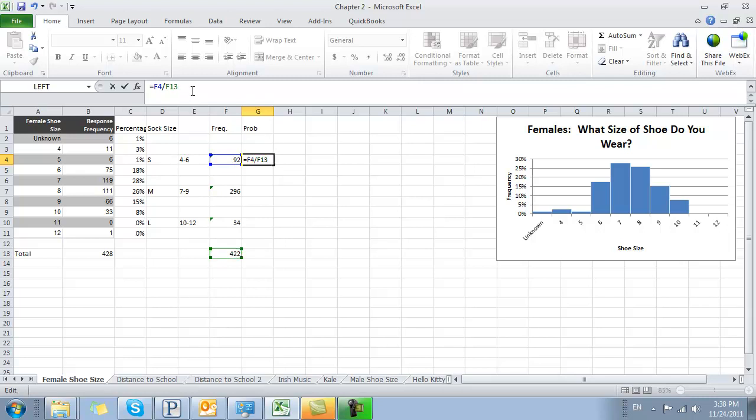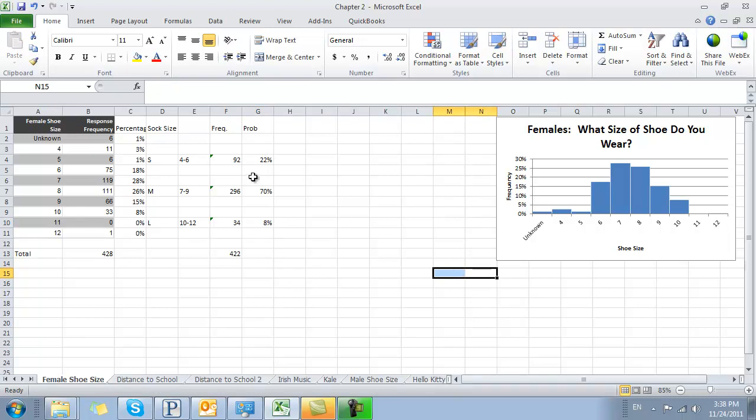Put the $ sign in front of the 13 because I'm holding the denominator constant. I'm going to make that a percentage. Copy, paste, paste. And there we have it. We now have the percentage probability of each sock size.